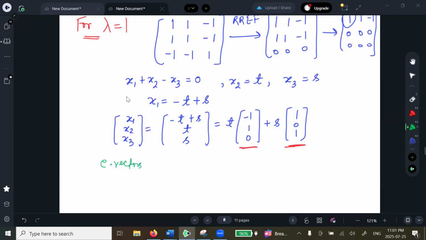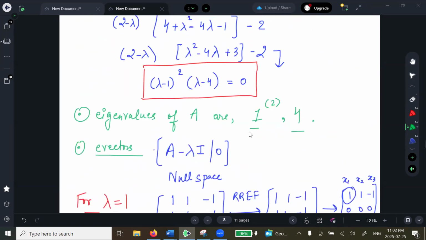Now, no technique here is new. This is all that you've been doing from chapter 1, just combined in one problem. So process and remembering the process matters. Eigenvectors for lambda equals 1: negative 1, 1, 0, and 1, 0, 1. Same thing you do for lambda equals 4.